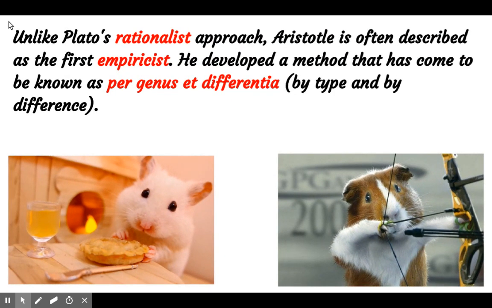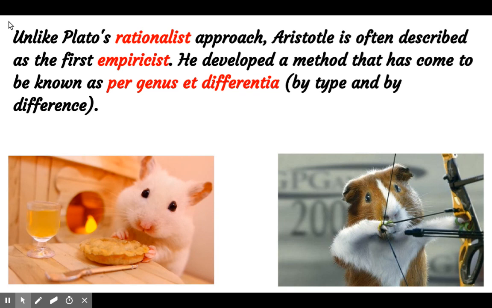In terms of difference, we've already seen that Plato was a rationalist. He believed that our thought and our thinking process could allow us an insight into the universe. Aristotle, on the other hand, is described as the first empiricist. Unlike the rationalist method, he believes that observation and experience will lead to truths about the universe.